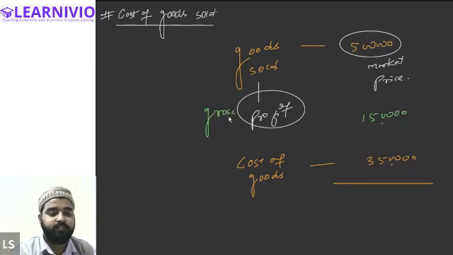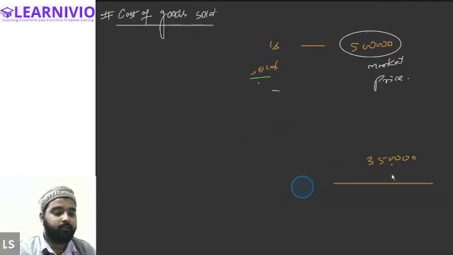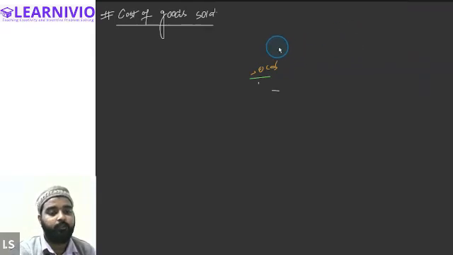So gross profit is the difference between the net sales and the cost of goods sold. The difference between the cost of goods sold and the net sales is the gross profit. So cost of goods sold indicates the cost price of all the goods that have been sold in the market. Now, how do we actually find out the cost of goods sold in any question?